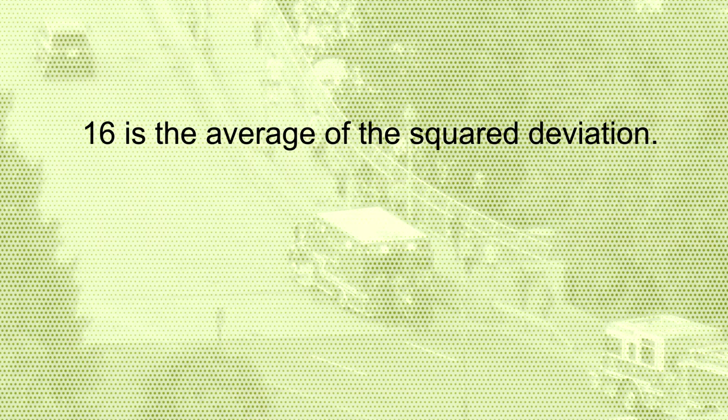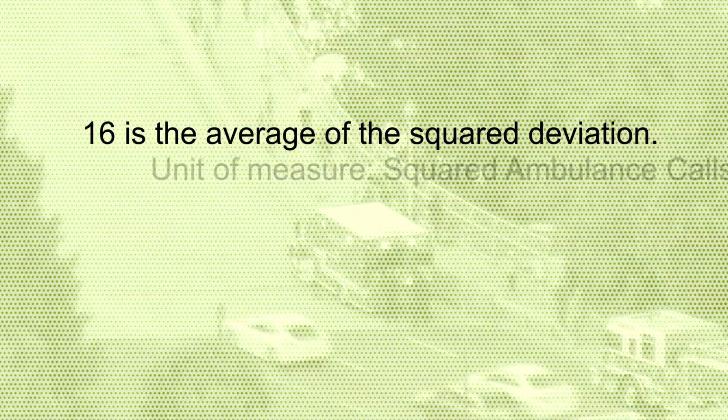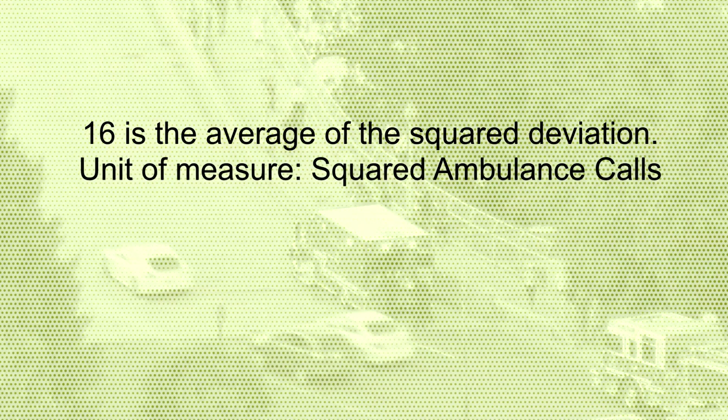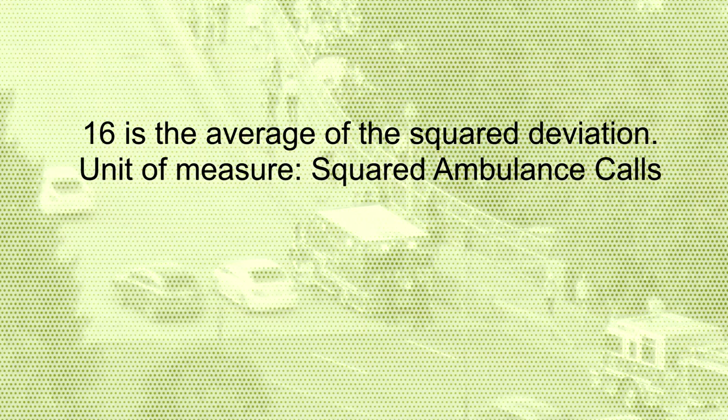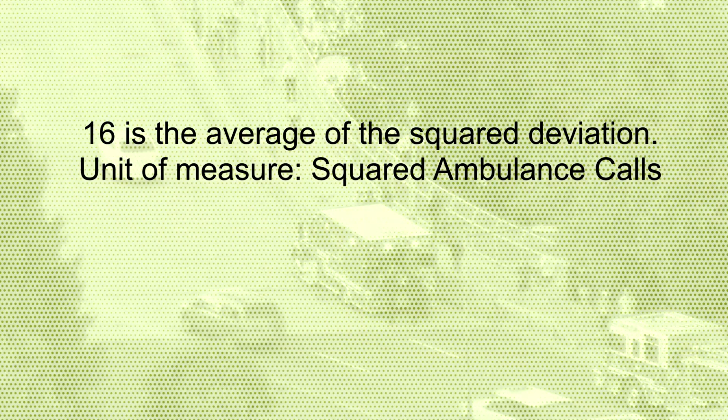Note that 16 is the average of the squared deviations and therefore has different units of measurement. In this case, 16 is measured in squared number of ambulance calls, which obviously cannot be interpreted. We therefore take the square root in order to compensate for the fact that we've squared all of our deviations, and also in order to go back to the original unit of measurement.